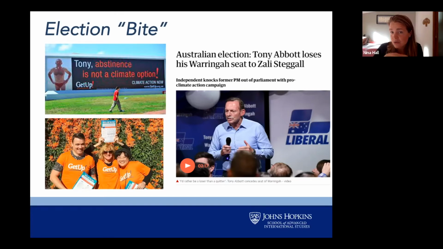These digital advocacy organizations, which I'm studying, are specifically engaged in elections because they see that as a way to gain power. And because they're progressive groups, they back progressive individuals. In Australia, Get Up has mobilized lots of volunteers to get progressives to vote. And they also helped to unseat a former Prime Minister, Tony Abbott. And so you can see as well from this poster, "Tony, abstinence is not a climate option", that they're really targeting particular individuals.